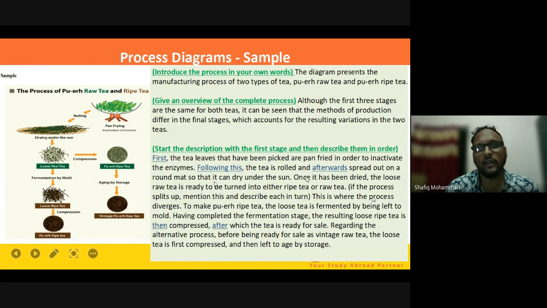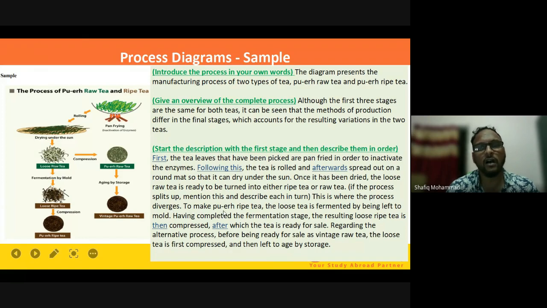Okay, dried under the sun. Once it has been dried, the loose raw tea is ready to be turned into either ripe tea or raw tea. From here, it will become ripe tea or raw tea. From here, the differentiation comes. Okay, if the process splits up, mention it, and describe each turn. So each turn you need to mention here. These brackets you will not write. This is just to explain it to you. This is where the process diverges, or differentiates, or differs, isn't it?